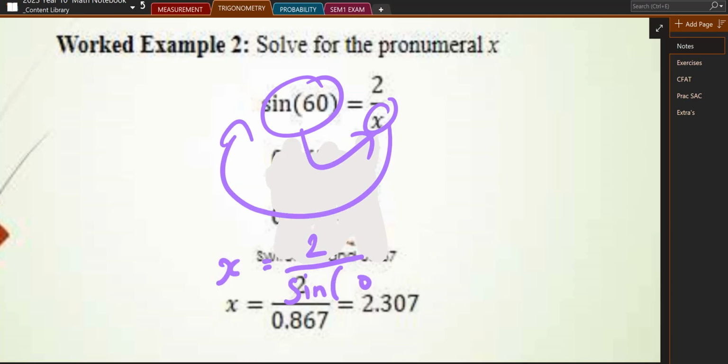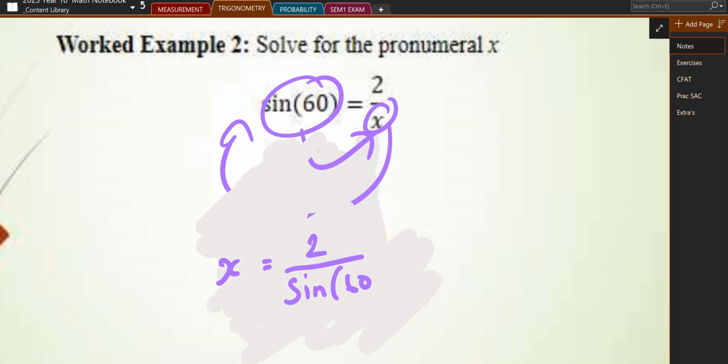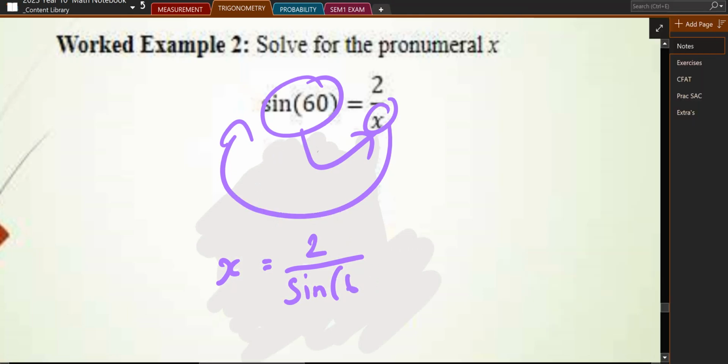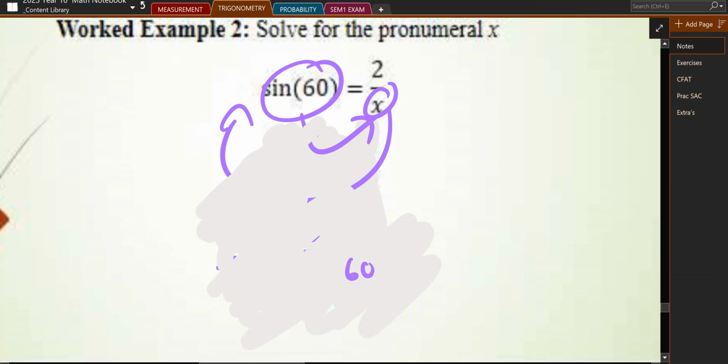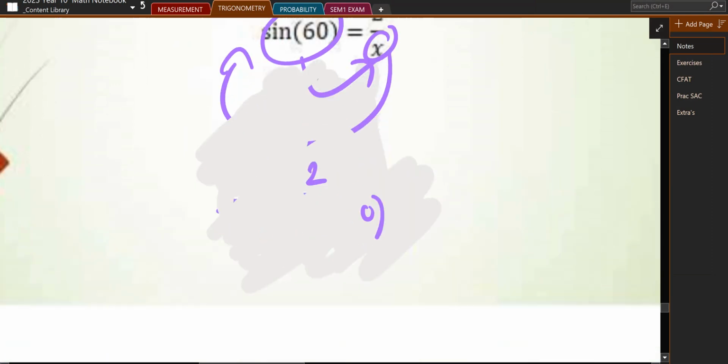Oops, sorry. Sine of 60. Let me fix that so it looks better for you guys. Looks like it's disappearing left, right, and center.